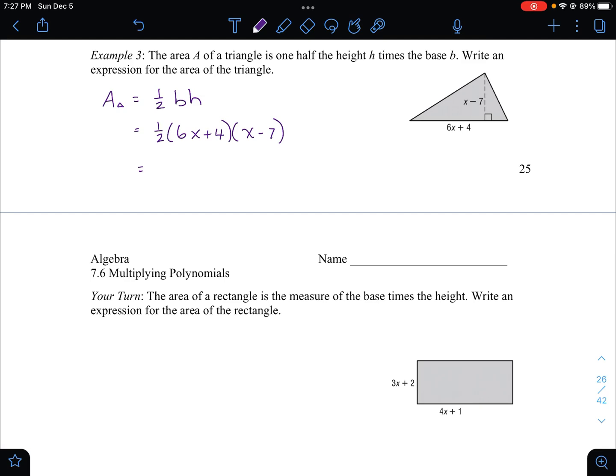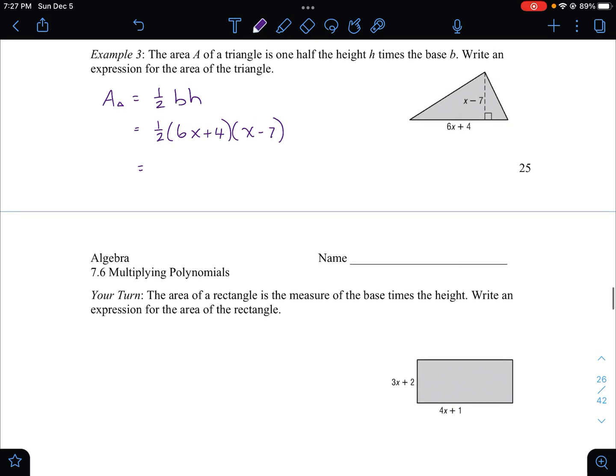I could distribute first. I could distribute these two things first. But we're going to distribute the 1/2 to the 6x plus 4, or multiply those two terms together. Just makes our numbers a little bit smaller. So half of 6x is 3x. Half of 4 is 2. And then I have my x minus 7. Because think about it. If you have 5 times 2 times 7, you don't take 5 times 2 and 5 times 7. You take 5 times 2 is 10, 10 times 7 is 70.